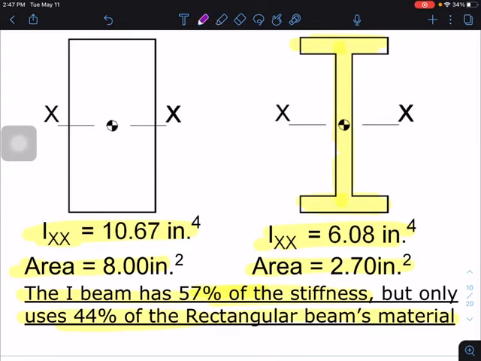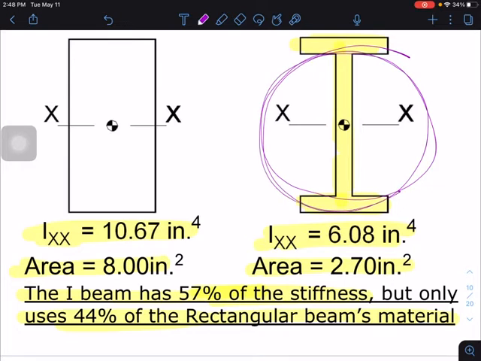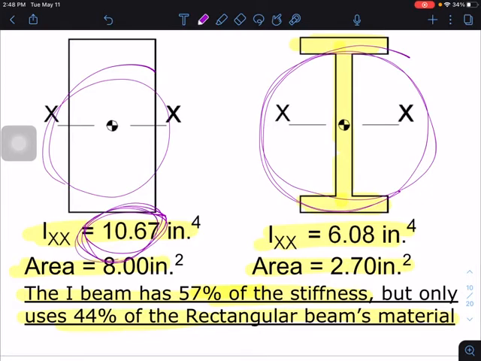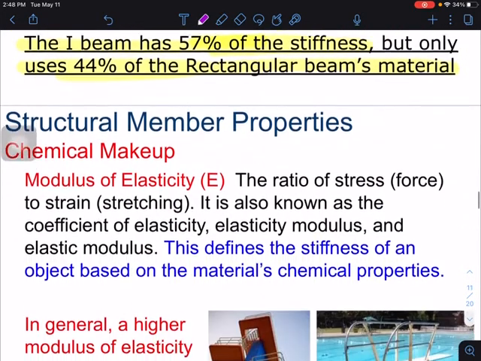So the I-beam, this one here on the right, okay, is not as strong as the one on the left. Okay, it's only 57% as strong, but it only uses 44% of the material. So you have a lot less waste of material, and you have to take the cost into consideration as well. If you can get an I-beam less expensive than the regular beam, then you want to take that into consideration. And you may not need a moment of inertia to be 10.67. You may not need it to be that strong. So all those are factors you need to take into consideration.